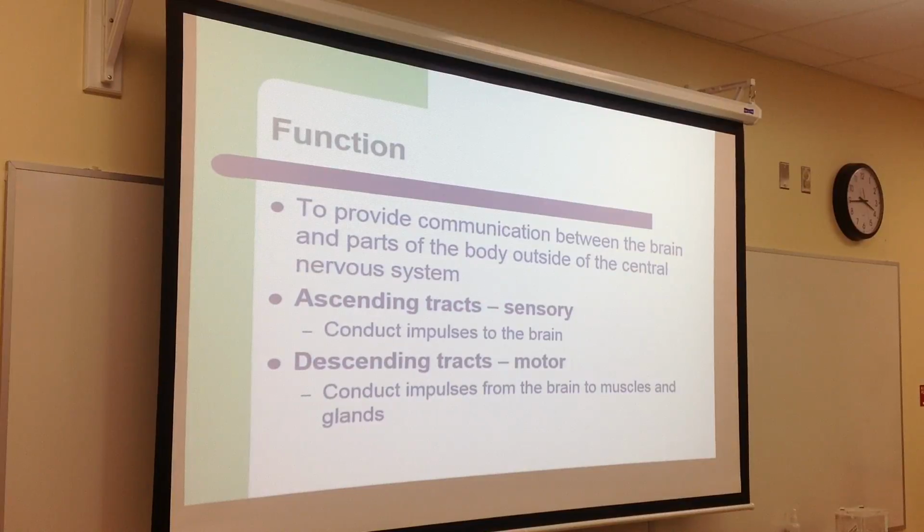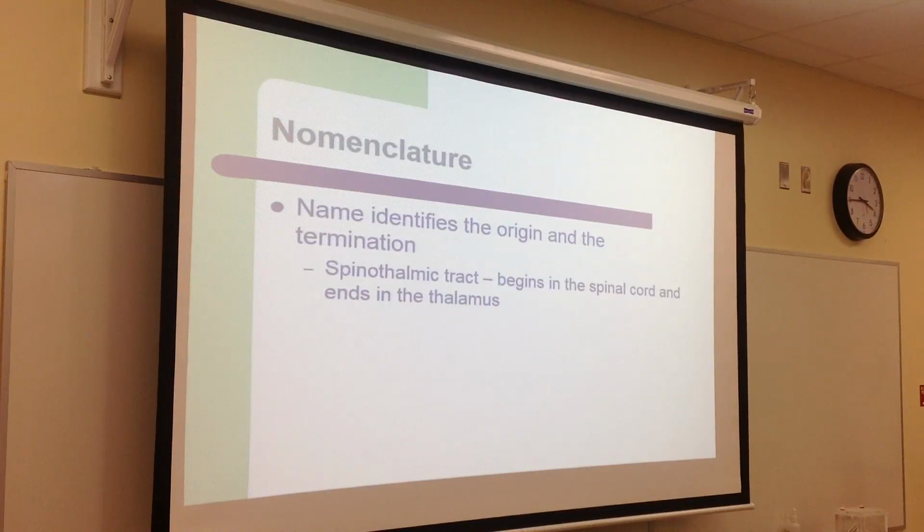All right. And then we have descending tracts. Well, those are going to start in the brain. They're going to go down through the cord, and they're going to pass out to some area in the body. Those are going to be carrying motor impulses. All right? So if they're ascending tracts, they're sensory. If they're descending tracts, they're motor. Now, I don't think that should cause any degree of consternation for anyone.